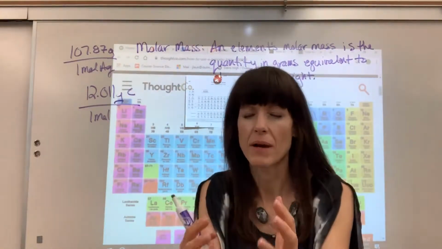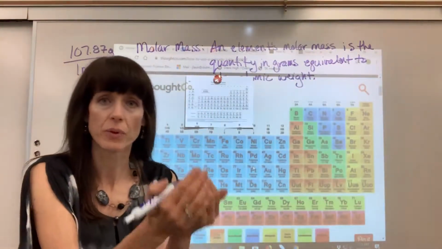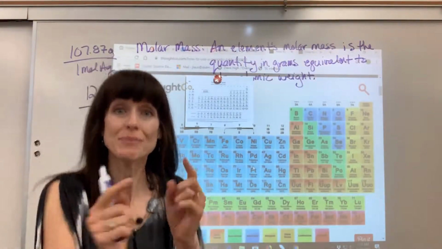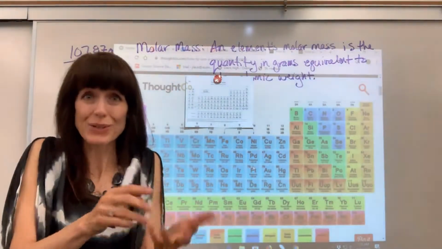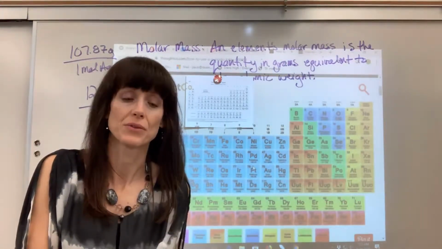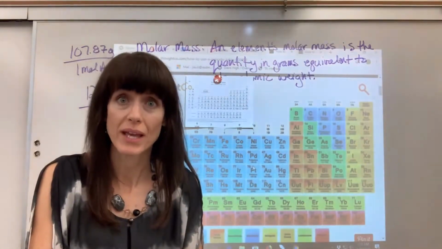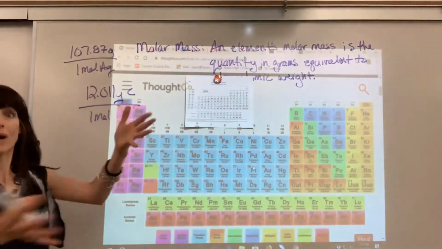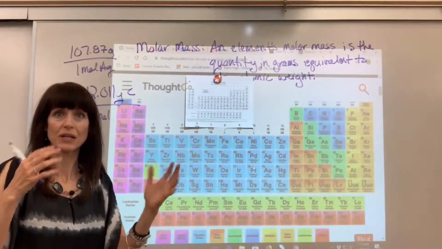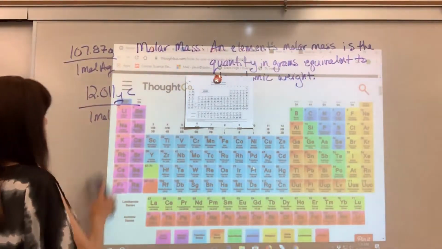Okay, so think about this. Let's put this all together. I have 107.87 grams sitting on the scale. That's 1 mole, which means if I counted every single little atom, there would be 6.022 times 10 to the 23 silver atoms on that scale, which weighs 107.87 grams. It all comes together.